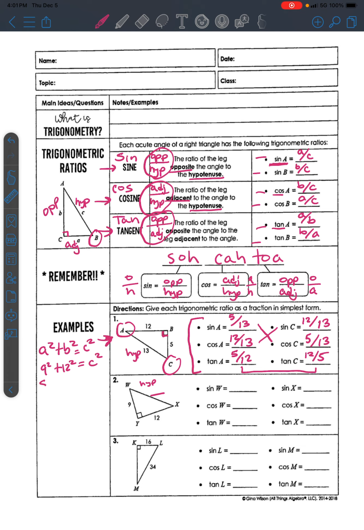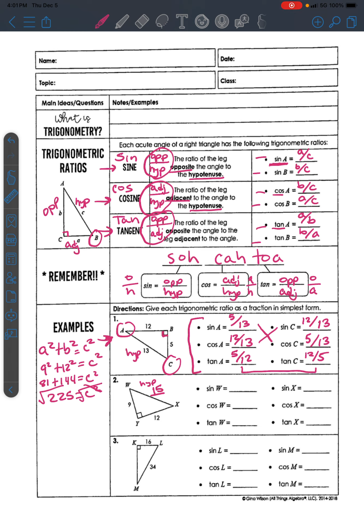So 9 squared is 81. 12 squared is 144. If I add these together, I get 225 equals C squared. And I'm looking for C, not C squared. So I have to take the square root of both sides. So those cancel out. Square root of 225 is 15.